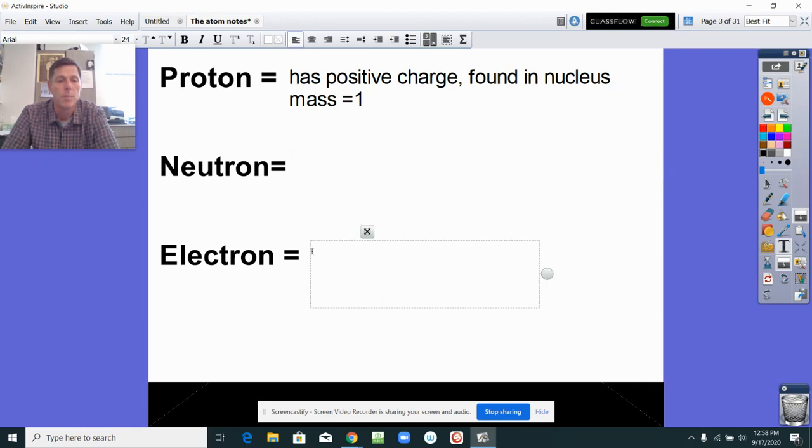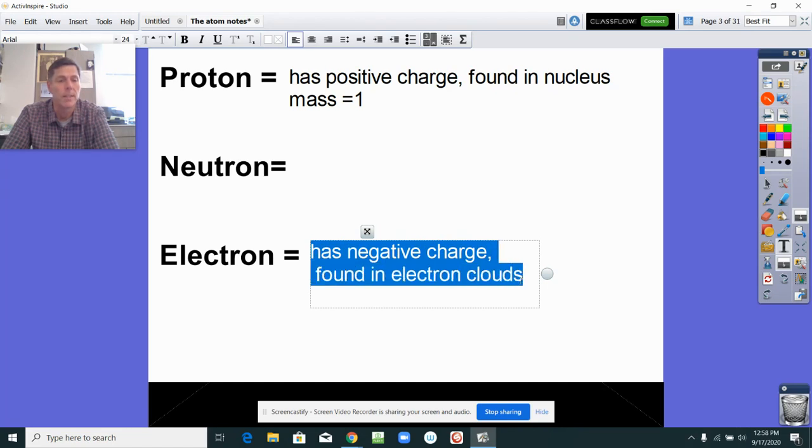Now, in terms of the electron, electrons have a negative charge. They're found in the electron clouds. And we say they have a mass of 0. Remember, it's an extremely small mass. It might as well be 0 for all our purposes. Okay, so keep that piece in mind.